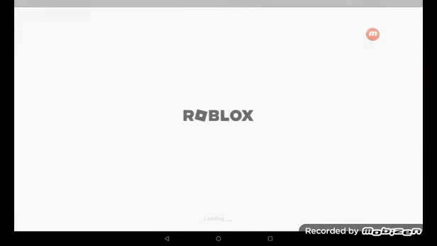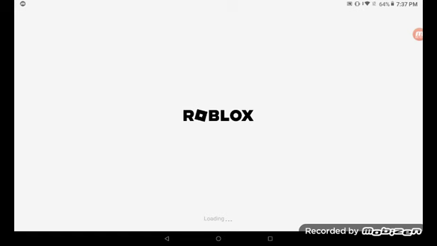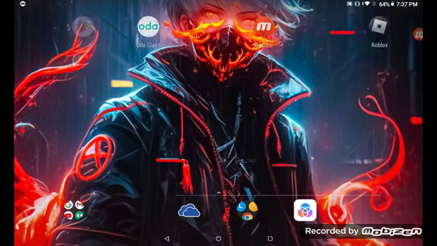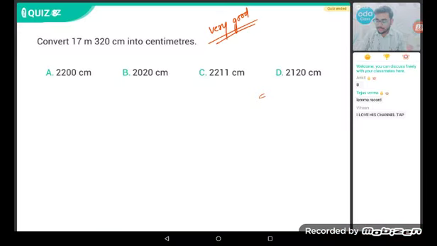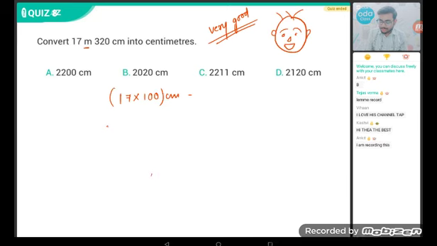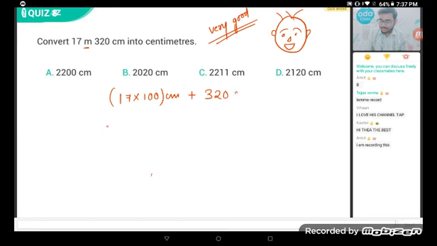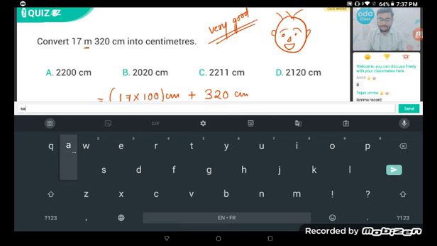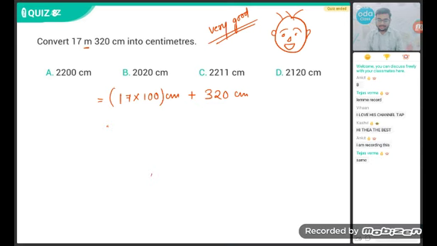Important, children. Convert this meter to centimeter. 10 out of 10, right? Very nice. So first convert 17 into centimeter by multiplying 17 with 100. Plus add 320 centimeter. So now everyone tell me what is the answer.